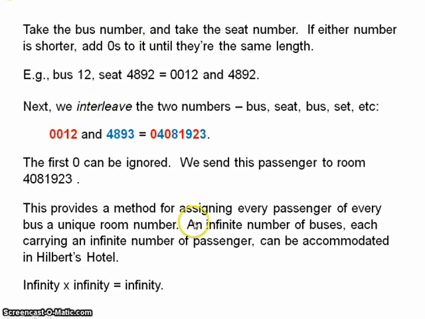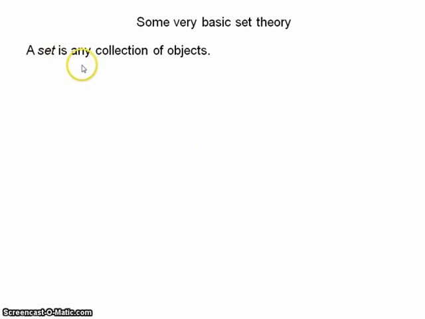Well, Hilbert's Hotel is an excellent way of motivating thought about infinity, but let's try to define with a little more precision how infinity works mathematically. And for this, we need some very basic set theory. So set theory. Well, I'm going to introduce the concept of a set. And putting it in very simple terms, a set is just any collection of objects. And we denote it using these curly brackets.